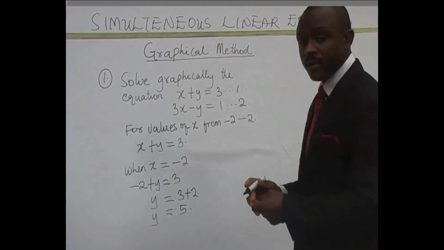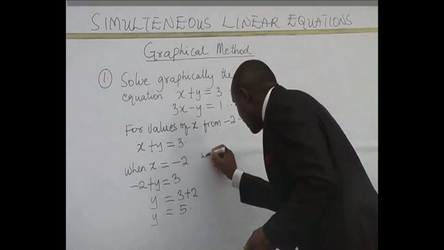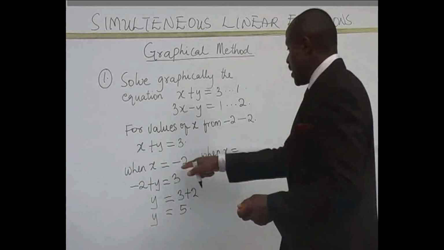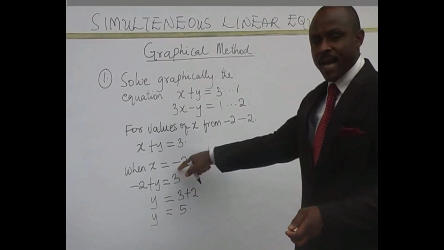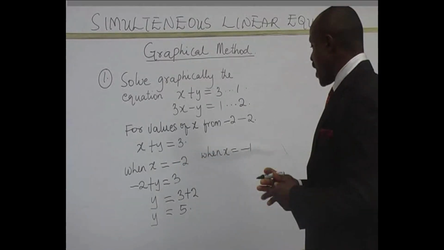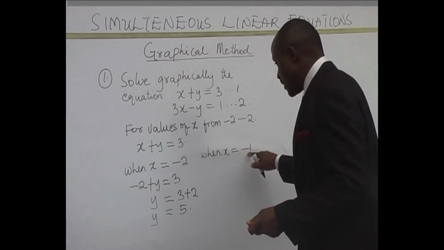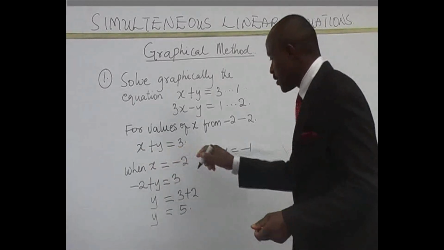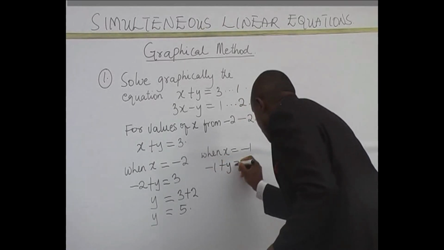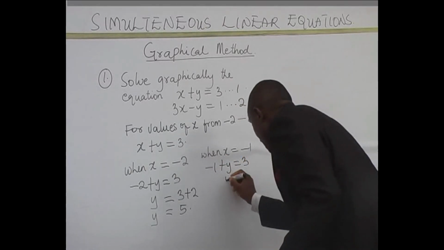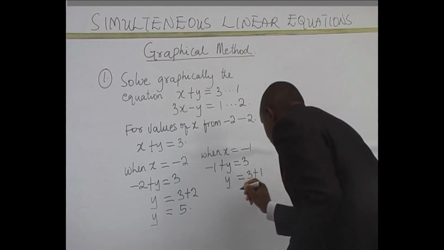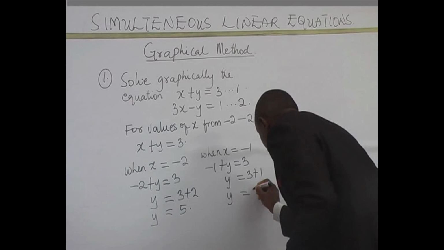You have gotten the first value. The next one is when x is, the next number after -2 is -1. So when x is -1, begin to substitute -1 as the value of x in the equation. You're going to have -1 plus y is equal to 3. That means y is equal to 3 plus 1. y is equal to 4.